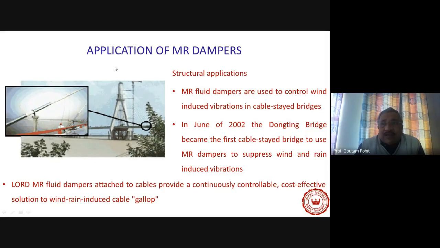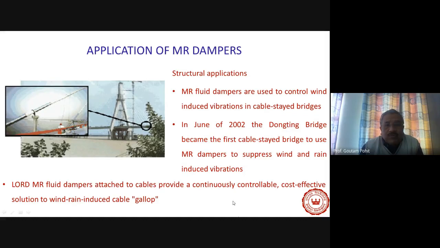After that, in 1946 or so, people came to know about this phenomenon of nonlinear vibration. Now, for any cable, even for an electric cable also, this flow-induced vibration can take place. So in order to reduce that, in June 2002, the Dongting Bridge became the first cable-stayed bridge to use MR dampers to suppress wind and rain-induced vibration.